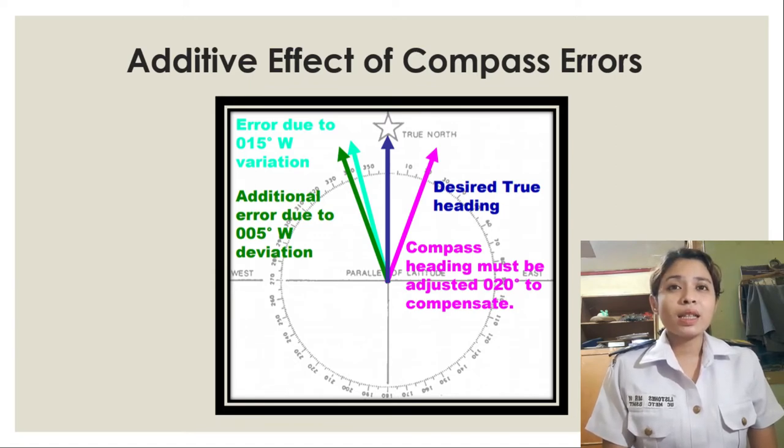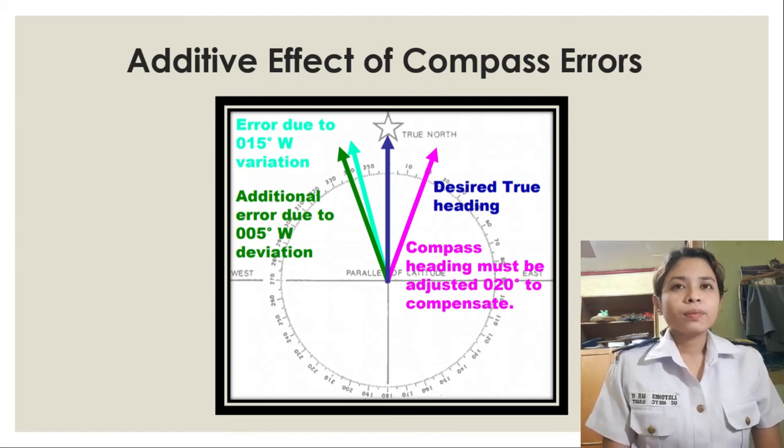As you can see in the picture, the color blue one is the desired true heading. The magenta is the compass heading, which must be adjusted to 0 to 0 degrees to compensate. The green one is the additional error due to 0.05 degrees west of the variation. Next, the light green is the error due to 0.05 degrees west of the variation.